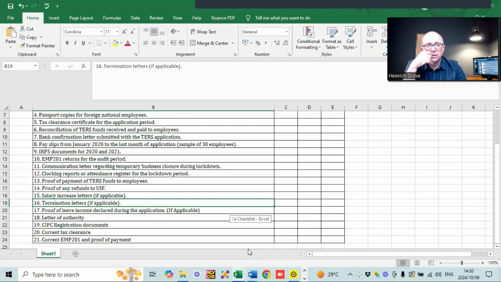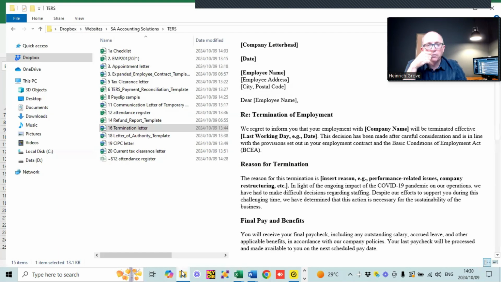And then let's have a look at the next document they're asking for on the checklist. So then they say proof of leave income during the application, if applicable. Then number 18, letter of authority.